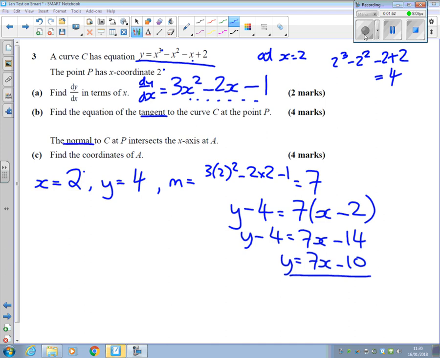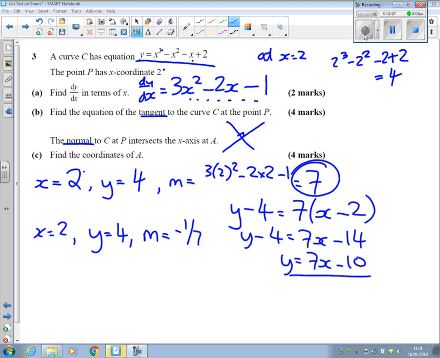Now it talks about a normal. And the idea of the normal is the normal meets the tangent at 90 degrees. And so our x value is still 2, our y value is still 4, but our gradient is now the negative reciprocal of this, minus 1/7. So again, I'll just write y take away the y number equals gradient x take away the x number. Now you could tidy that up to try and get your equation, but you don't need to.